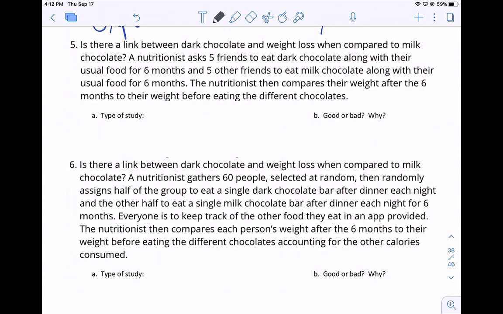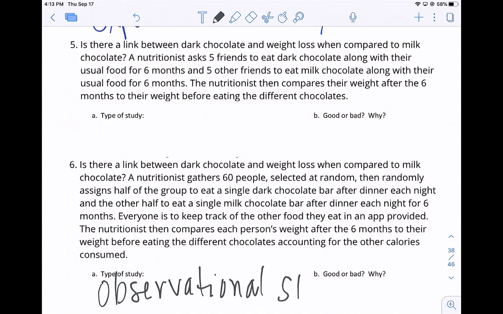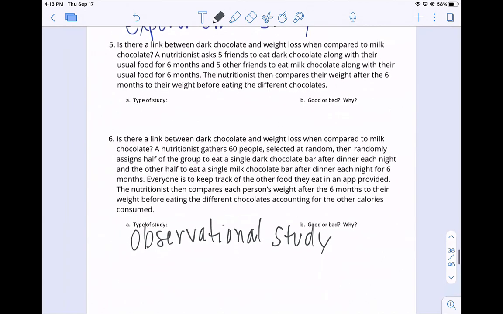Okay, so this one, I would say, and then they're keeping track of it and then comparing it. I would say this is an observational study because, again, the people are doing it and we're just looking at what's happening. All right, so again, this would be observational study. Observational. Because he's looking at all the data.